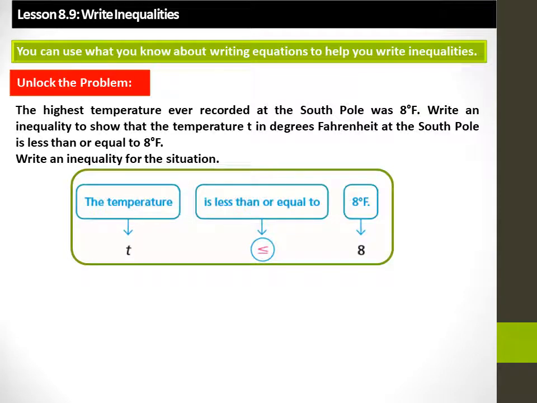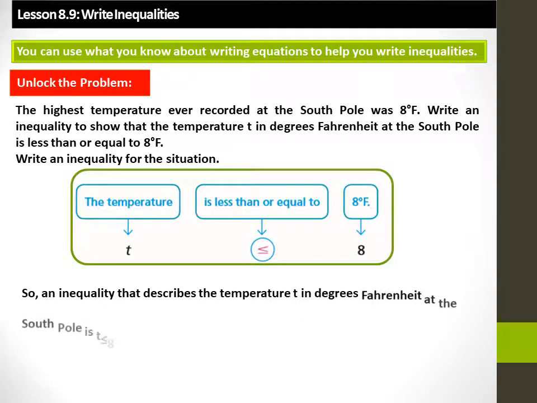The temperature T is less than or equal to 8 degrees Fahrenheit. This is the inequality we must write because, as stated in the problem, the highest temperature ever recorded, so the greatest temperature ever recorded, is 8 degrees Fahrenheit. So the temperature must be less than or equal to 8 degrees Fahrenheit. So an inequality that describes the temperature T in degrees Fahrenheit at the South Pole is T less than or equal to 8.